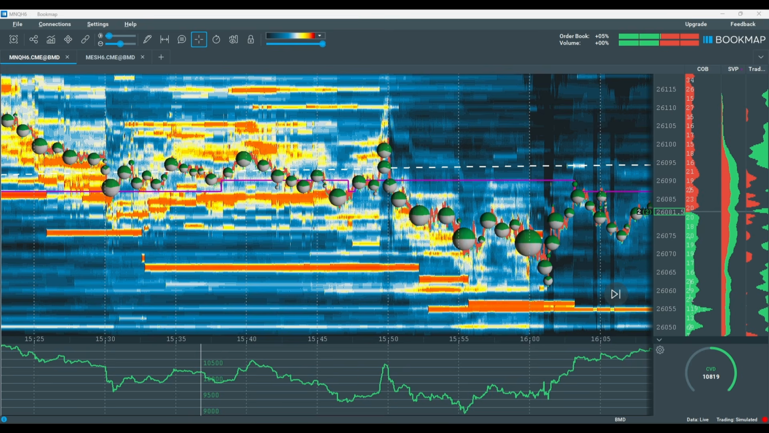This one is about Bookmap. We're going to start off with the basics. This one is going to be about the three elements of the chart. It's a foundational video about the three key elements.